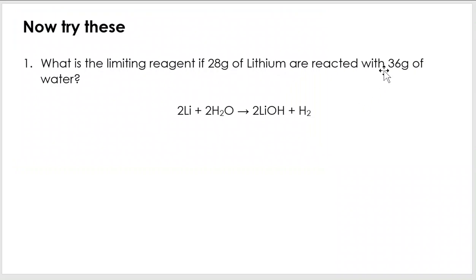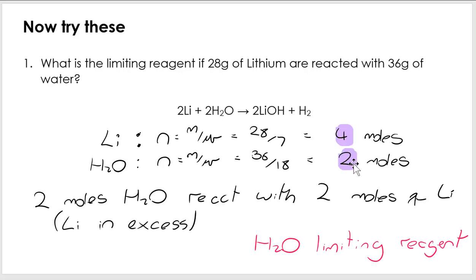So if I'm reacting lithium with water and I've got these masses, 28 grams of lithium, 36 grams of water, which one is the limiting reagent? Which one is going to run out first? Well, let's work out first of all for lithium, 28 grams, mass number of 7, that means I've got 4 moles. And if I do the same with water, you can see that I've got 2 moles, 36 over 18. Now I can see from the mole ratio, 2 moles of lithium react with 2 moles of water. On a 2 to 2 ratio or a 1 to 1 ratio, the lithium is therefore in excess. So the water is the limiting reagent.